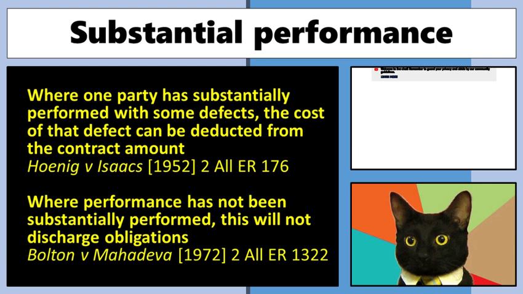And so these two cases here, Hoenig and Isaacs and Bolton and Mahmud, both involved heating systems in houses, boilers, I think is the technical way of describing it. And in one of them, the work to install this boiler was substantially done, but there were some small defects. The thing needed fixing in some way. It might have been building work. Something needed to be changed. It wasn't big, but it cost a little bit of money to fix it.